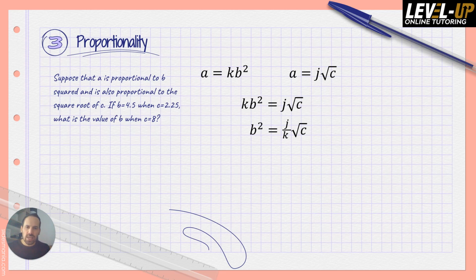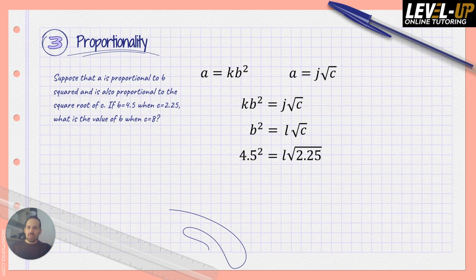The key step here is that we can see b squared is proportional to the root of c, and we've got this constant which is j over k. j and k are both just unknown constants, so j over k is just an unknown constant. So what we can do is replace that by some other constant, l. It doesn't matter because they're just unknown constants.